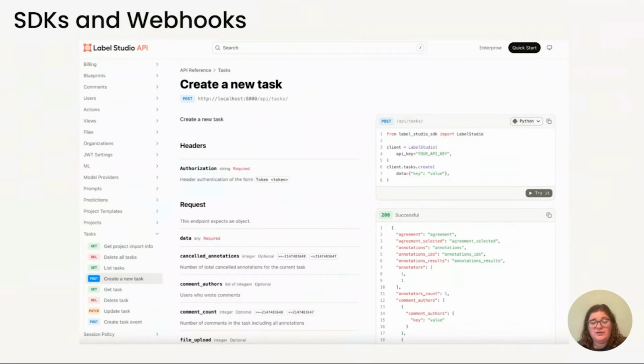Building all of your data flow into your existing pipelines using SDKs and webhooks will really help to streamline this process in a way that will make it really easy to keep a human in the loop.